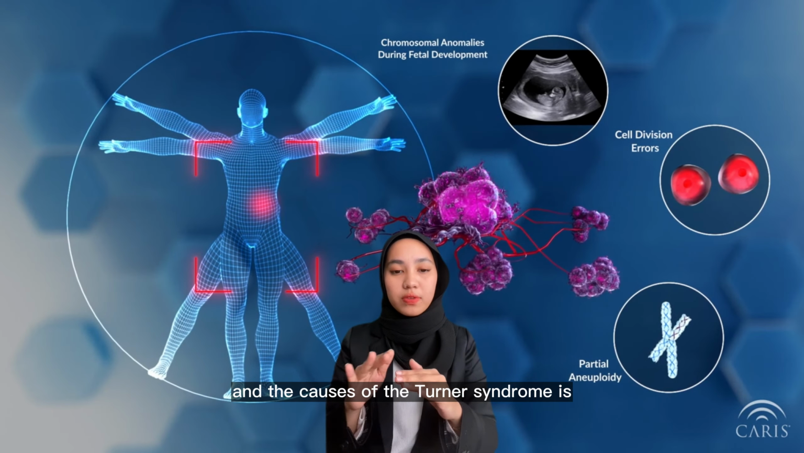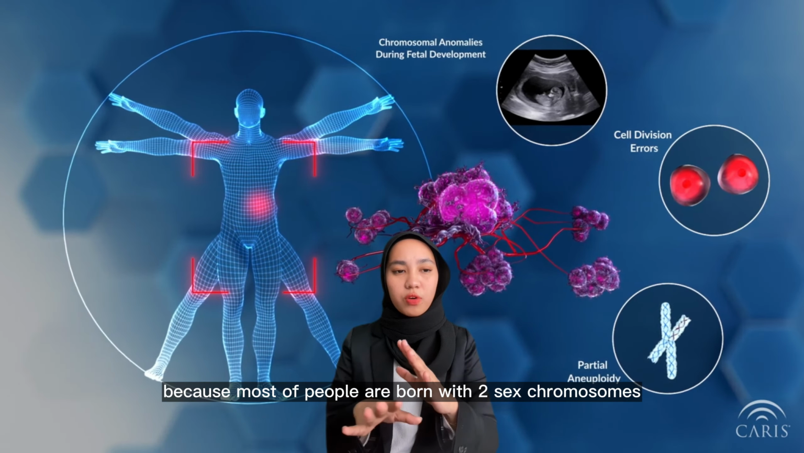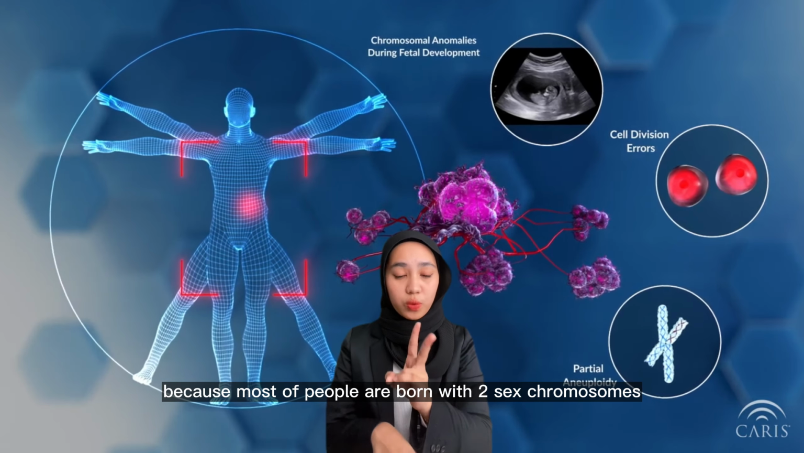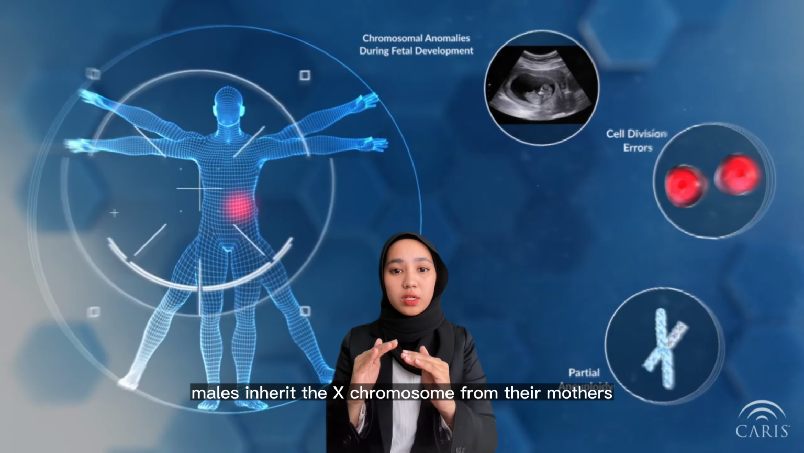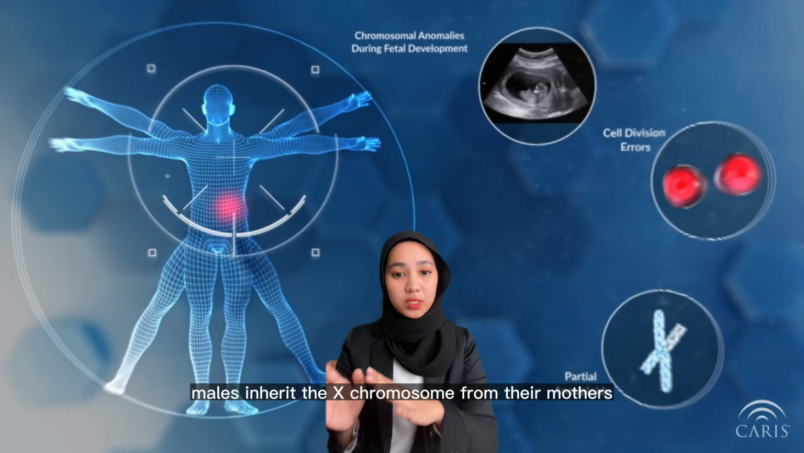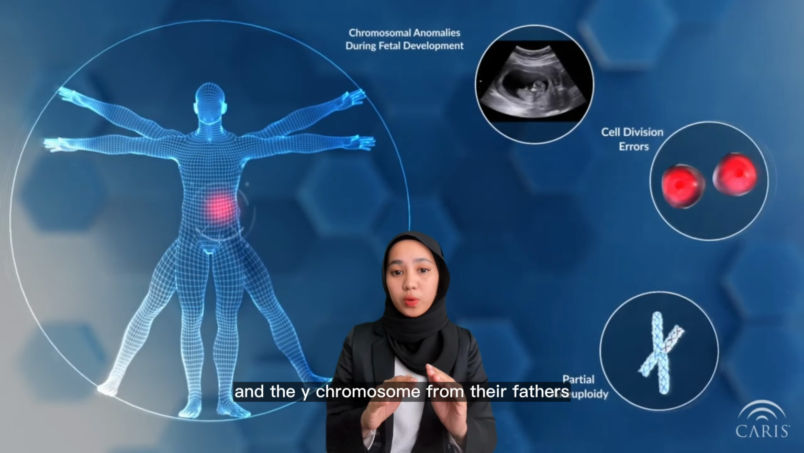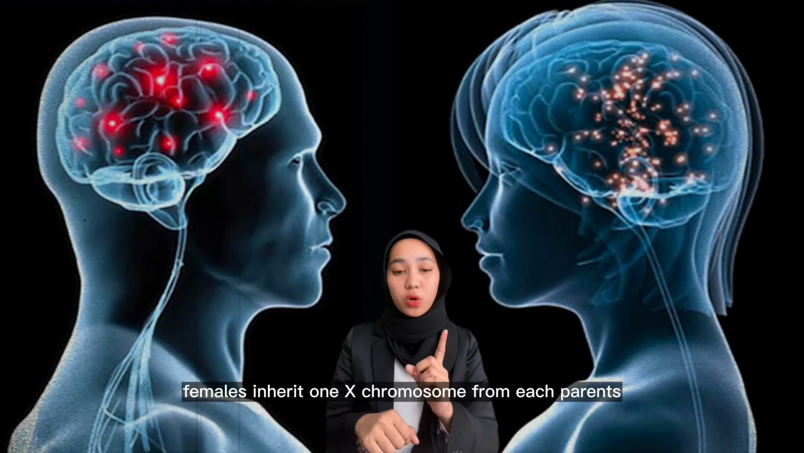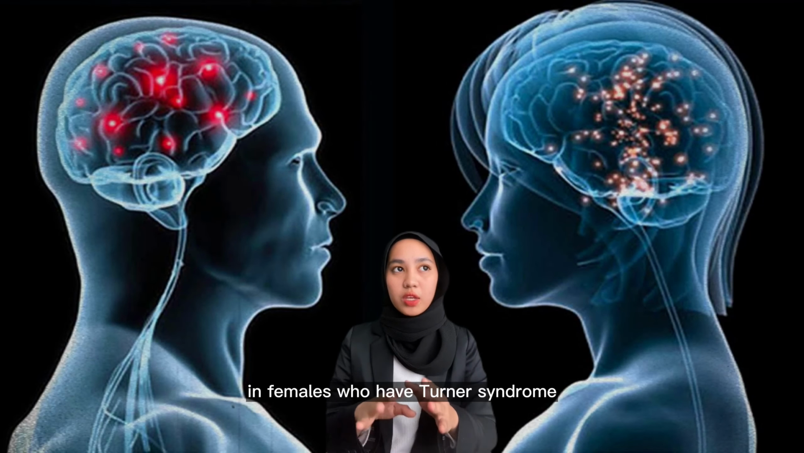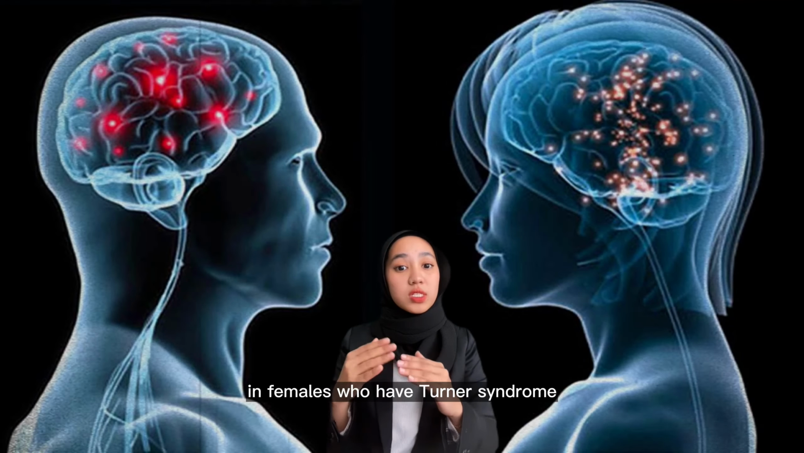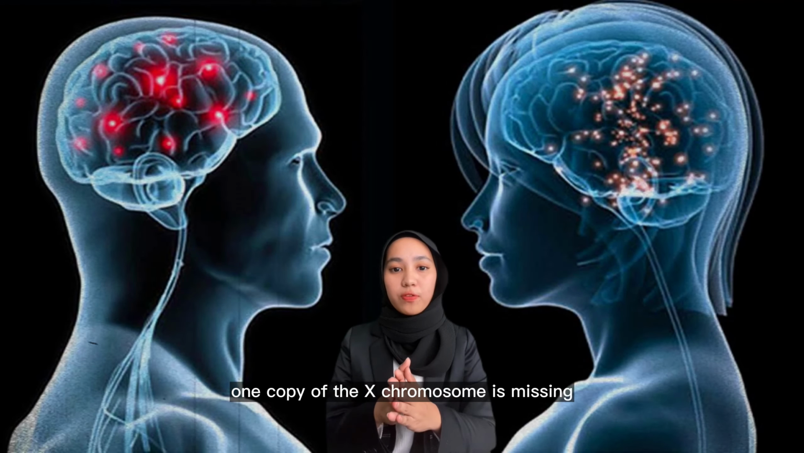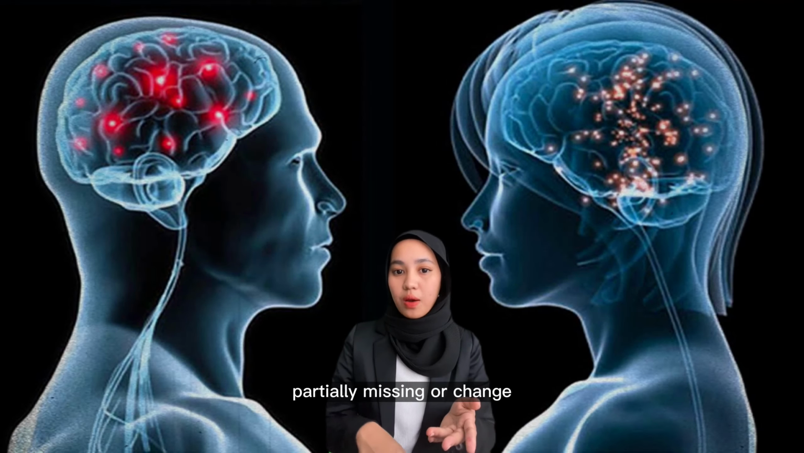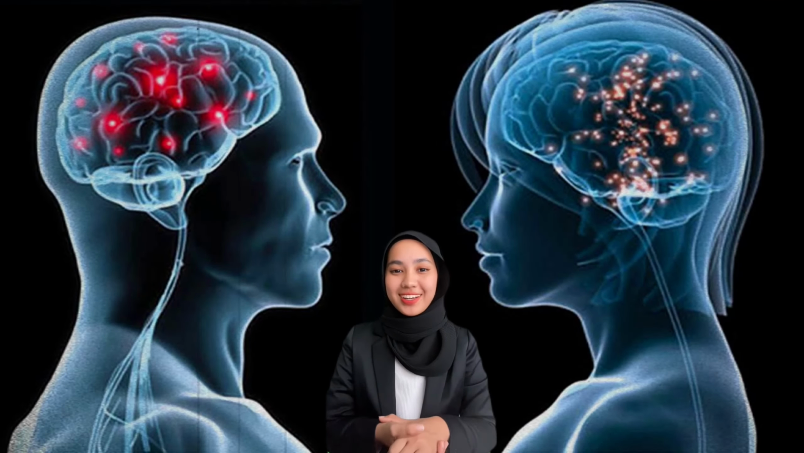The cause of Turner syndrome is that most people are born with 2 sex chromosomes. Males inherit the X chromosome from their mothers and the Y chromosome from their fathers. Females inherit 1 X chromosome from each parent. In females who have Turner syndrome, 1 copy of the X chromosome is missing, partially missing, or changed.